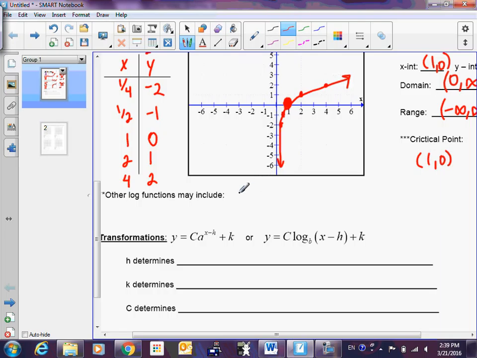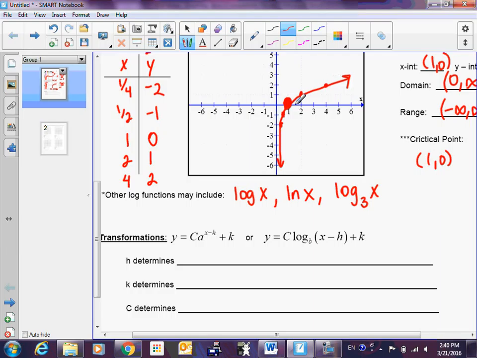So we did log base 2 of x. We could have done just log x. What would be the base implied there? 10. What was the log base e? What did we call that? Natural log, ln x. And of course, you could do any base you wanted. Okay, they would look slightly different, steeper or skinnier, or wider, but they would still have the critical point of 1, 0. And they would still have the same general shape. Okay, you need to know these parent functions because what we're about to do is transform them.